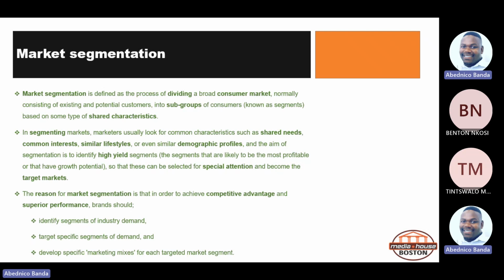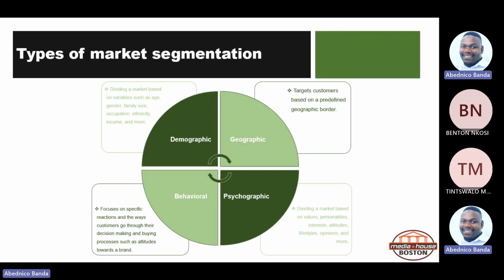So at the end of the day, you actually need to have a good connection with your consumer in order to remain competitive. And one way is to be able to know your consumers through segmentation. So these are the types of segmentation that you have. We've got geographic. Geographic targets consumers based on predefined geographic borders. So you can target people of a country, a province, a city, a village, and so on, or even people of a continent.